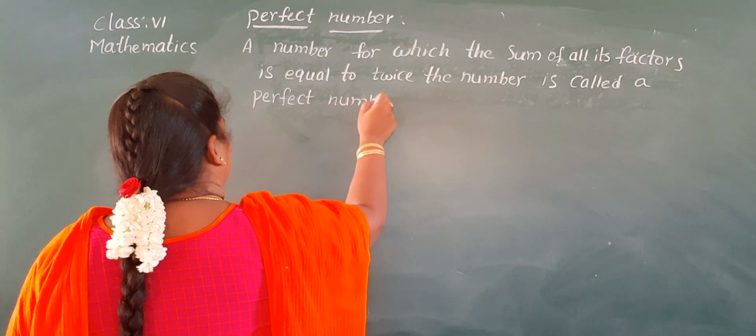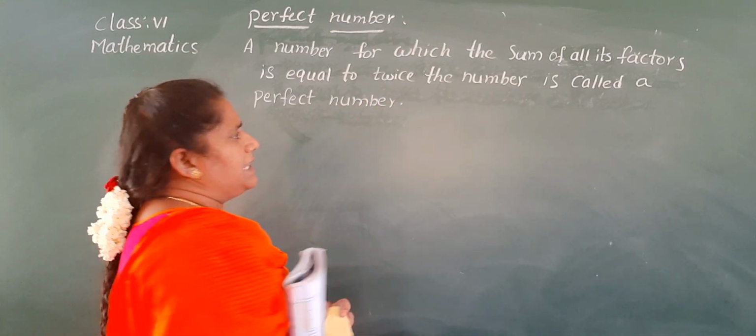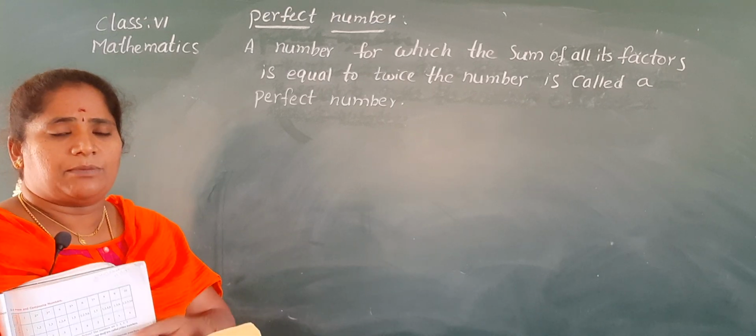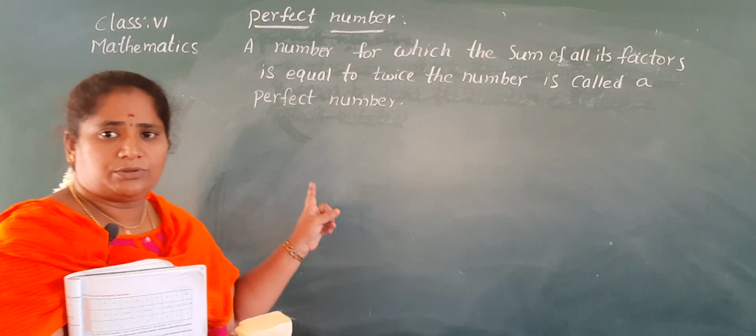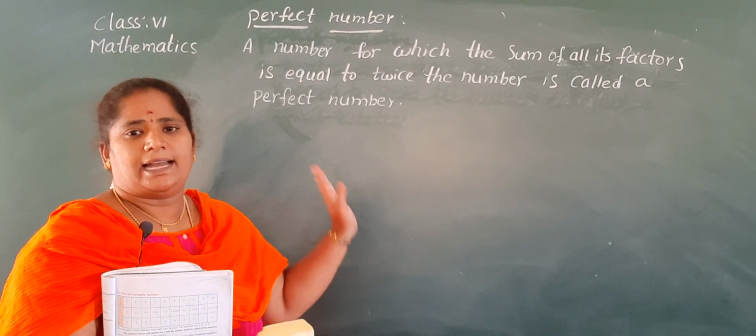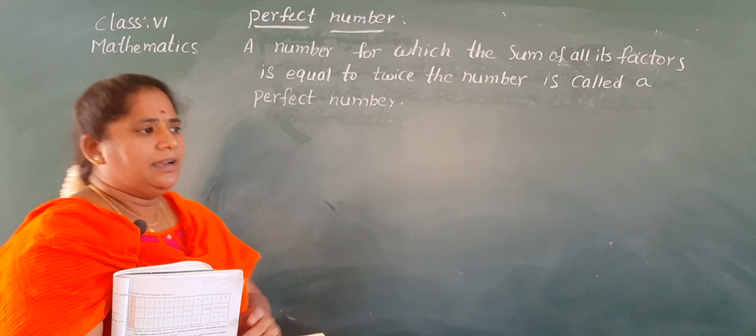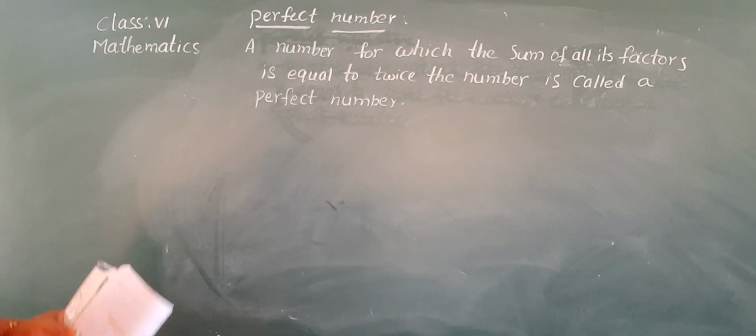So what is meant by perfect number, children? The sum of its factors, the sum of all its factors is equal to twice the number. Then it is said to be a perfect number. Let us take one example.